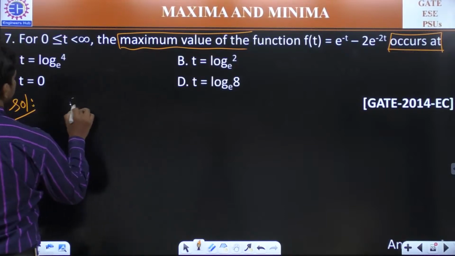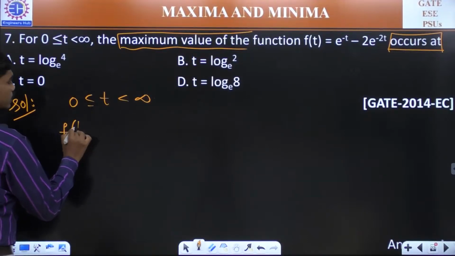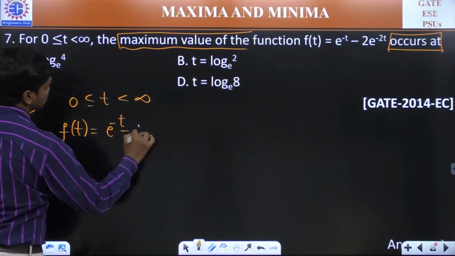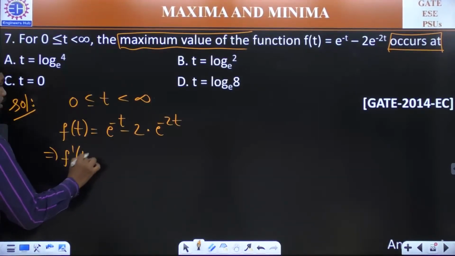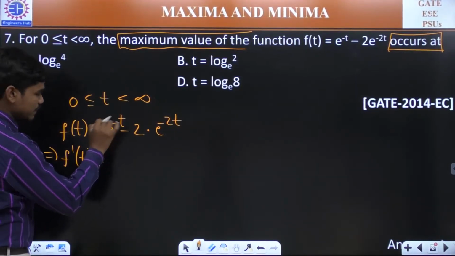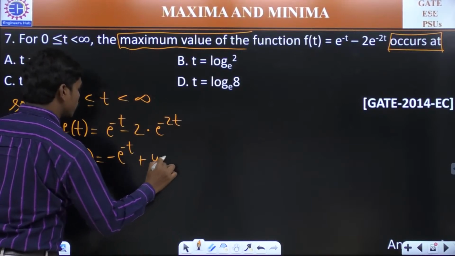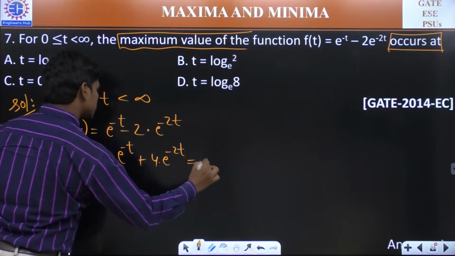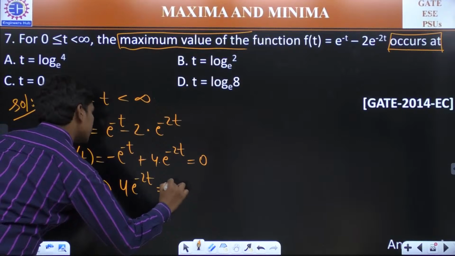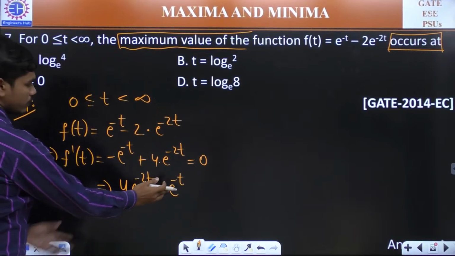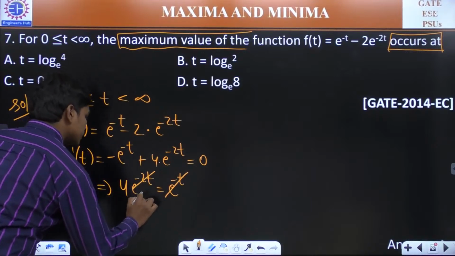So let us solve. 0 less than or equal to t less than infinity. Okay, fine. What is the function given? F of t is equal to e power minus t minus 2 into e power minus 2t. If you calculate f dash of t, this is equal to the derivative of e power minus t, which is minus e power minus t, and the derivative of the other term is plus 4 into e power minus 2t. If you equate this to 0, this implies 4 e power minus 2t is equal to e power minus t. And of course, for finite values of t, this won't be equal to 0. So you can cancel one e power minus t here.